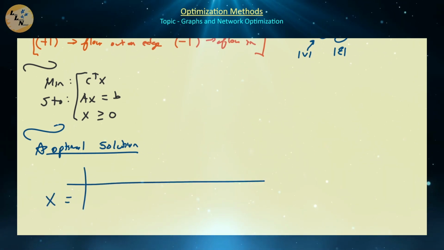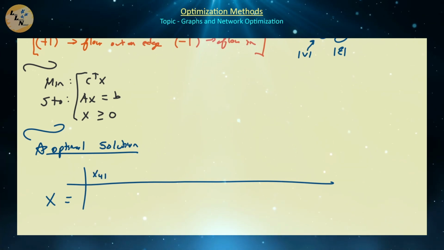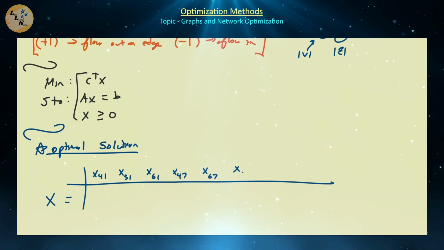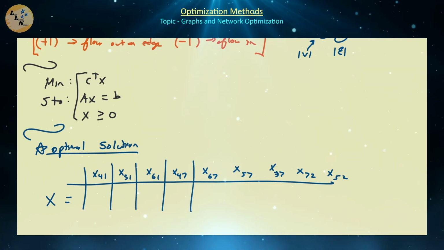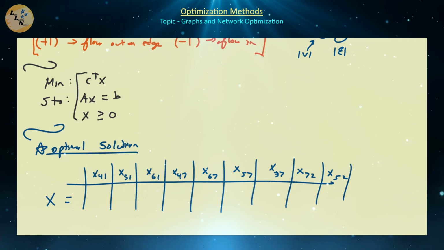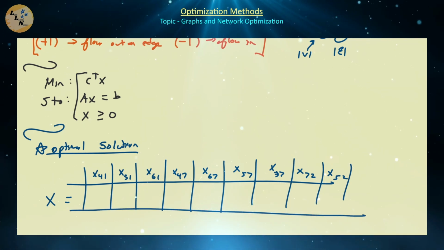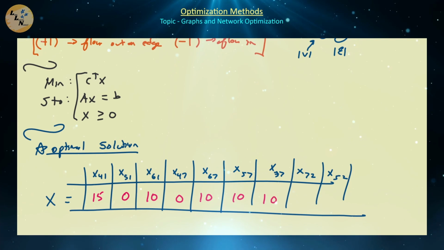So x is going to be equal to, and keep in mind we're going to have an optimal value along each of those paths: 4,1; 5,1; 6,1; 4,7; 6,7; 5,7; 3,7; 7,2; and 5,2. So that's my 1, 2, 3, 4, 5, 6, 7, 8, 9 different paths and the amount for which I need to distribute along each of those paths. So one can find the optimal solution that minimizes the cost is going to be 15, 0, 10, 0, 10, 10, 10, 30, and 0.